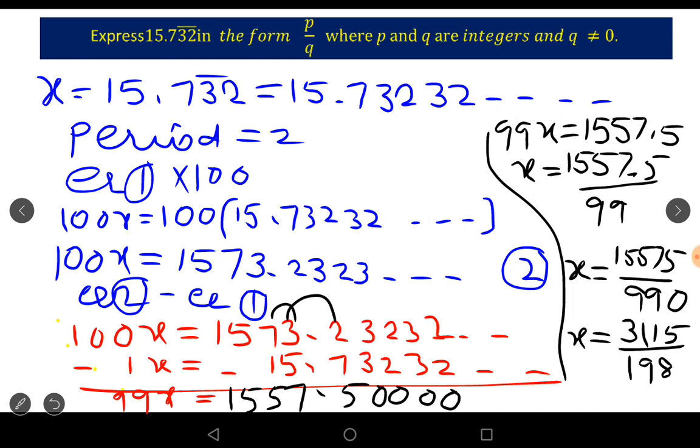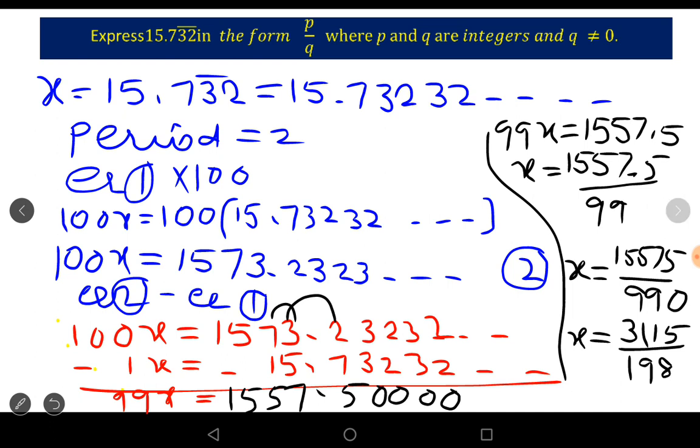One method. In this method, only period is 2, so multiply with 100. The decimal place changes two places to the right side. 100x is equal to 1573.2323232. Subtract 1x equal to 15.732. Here observe the RHS decimal number, so multiply with 10 by 10. After that, decimal fraction, so denominator and numerator divide by 5. The number is x is equal to 3115 by 198. This is the one method.